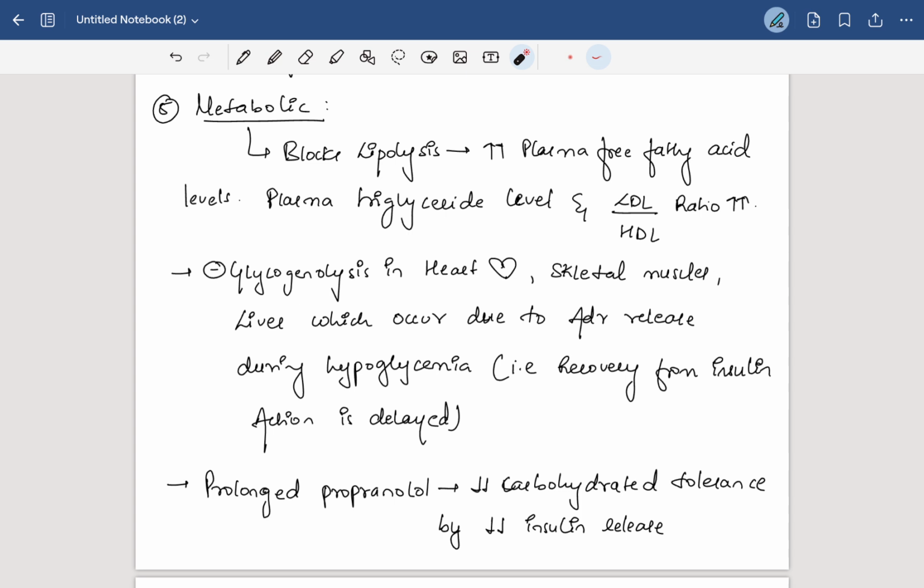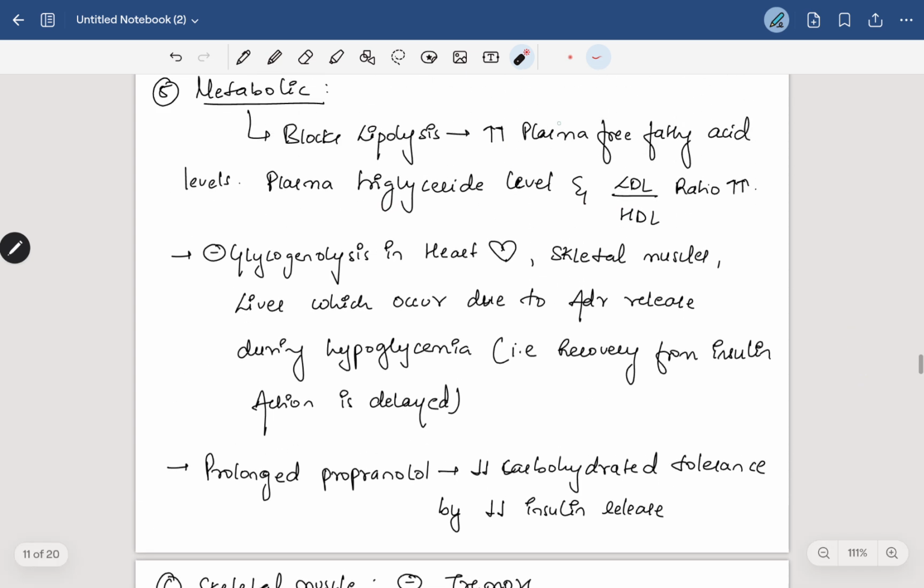So what will happen is there will be increased levels of free fatty acids in the plasma. Plasma triglyceride level is also increased, and the LDL to HDL ratio is also increased. These are all very bad things. It can lead to dyslipidemia. I hope you got it.